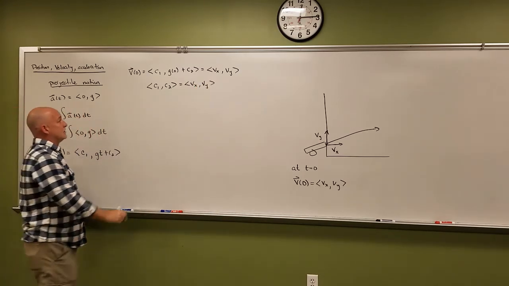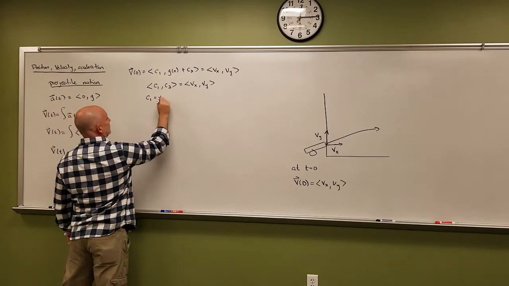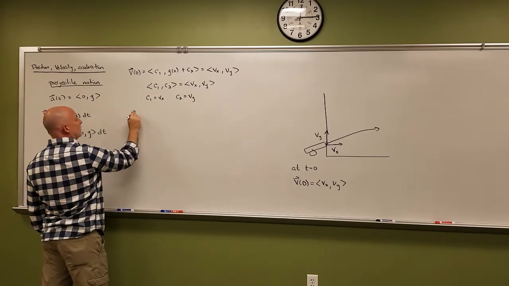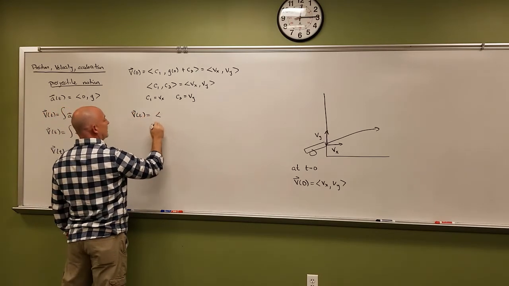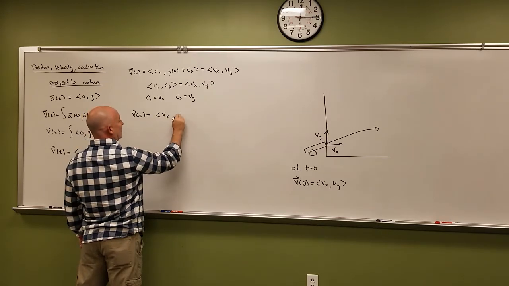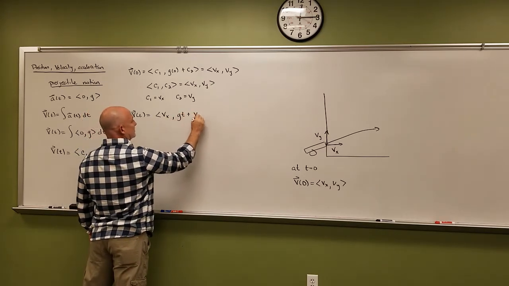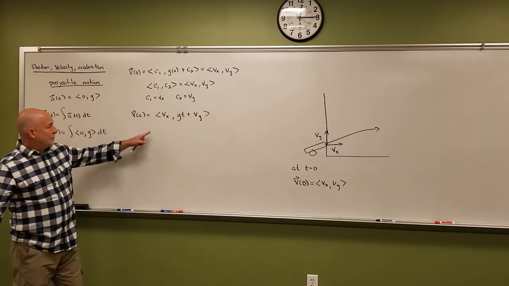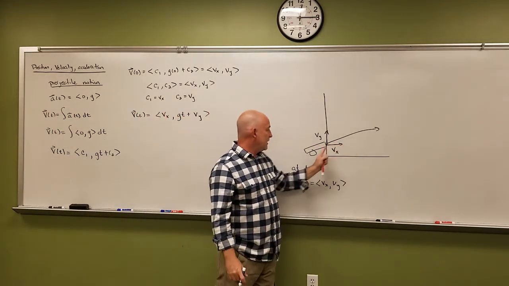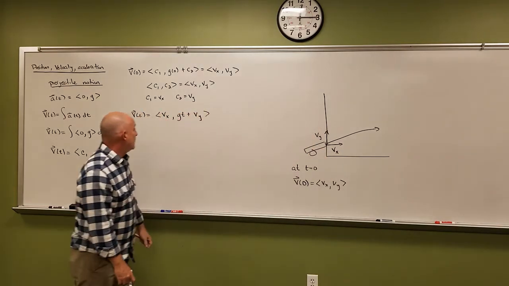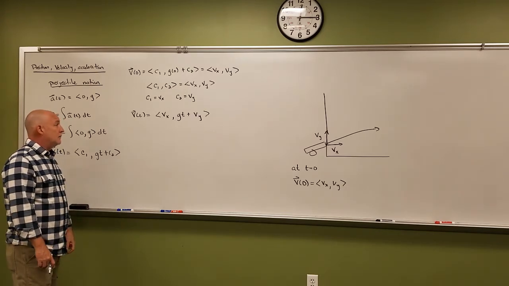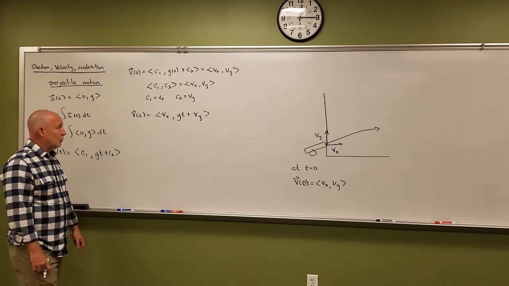All right, well, that's easy to see then. c1 is v sub x, c2 is v sub y. So now I have a complete velocity function that says my velocity is v sub x comma g sub t plus v sub y. Now remember, v sub x and v sub y are just constants, right? It's the amount of velocity it has moving in the x direction, the amount of velocity it has moving in the y direction. All right, now I have a complete velocity function, but what if I wanted to figure out my position? Remember, that's what we were going for here.